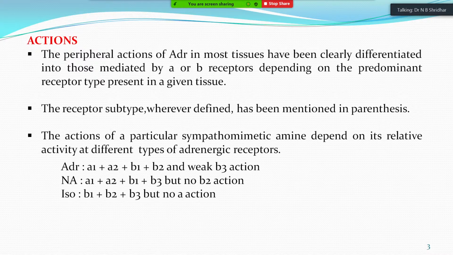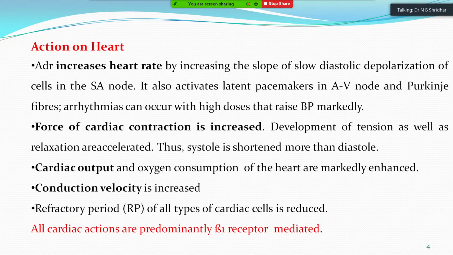If you know this very well, then you can predict the action on individual tissues very specifically. Isoproterenol is highly active on beta 1, beta 2, and beta 3, all three receptors, but has no action on the other types of receptors, especially the alpha type. It is a very specific beta type receptor stimulant.